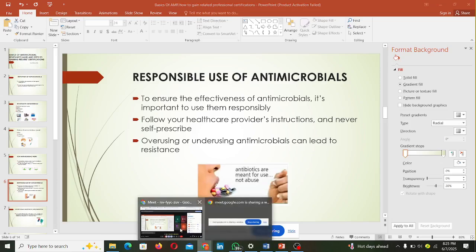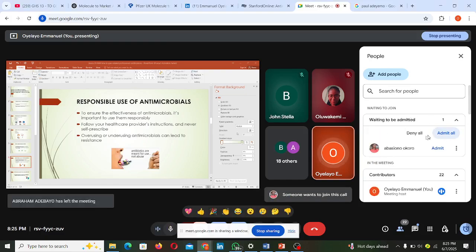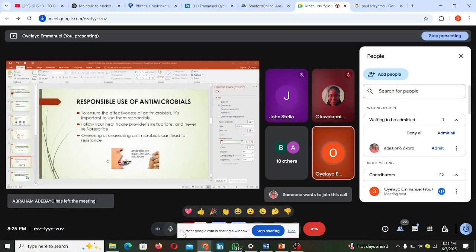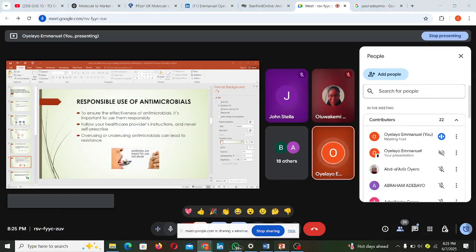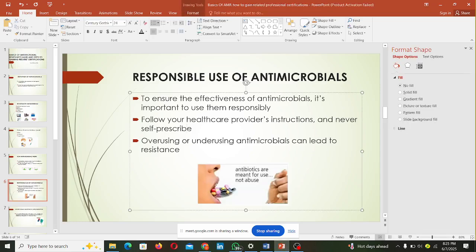And that is very, very dangerous. So if you are partaking in that, you need to desist from now on. You are contributing to antimicrobial resistance. Whenever you are making use of antimicrobials, make sure that it is recommended by the doctor. Okay? Overusing or underusing antimicrobials can lead to resistance.